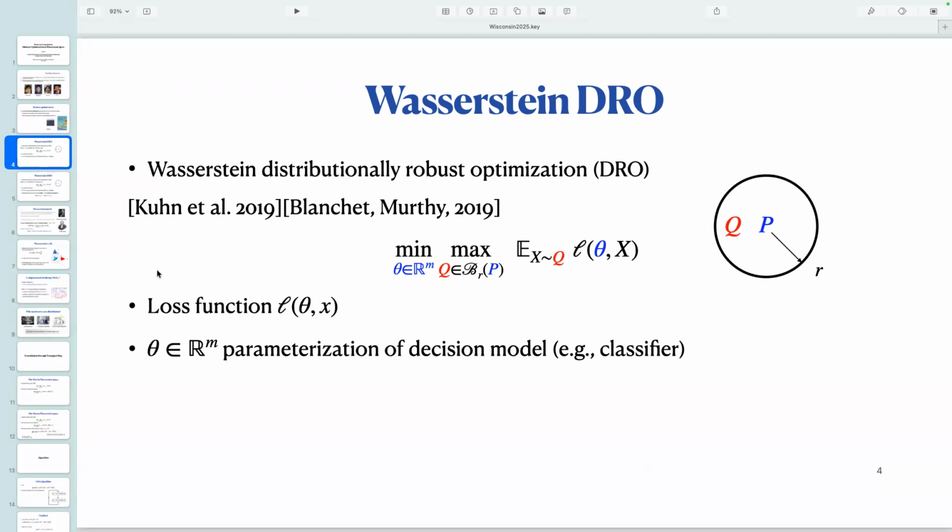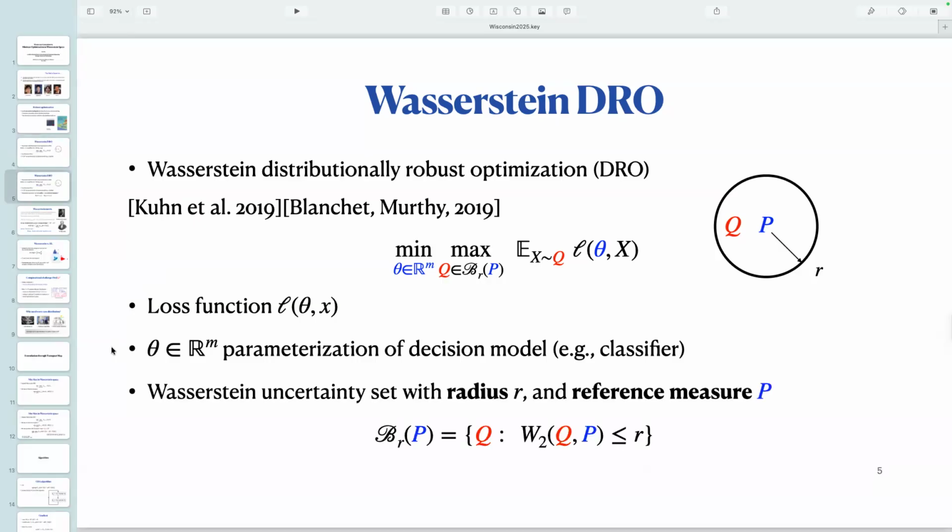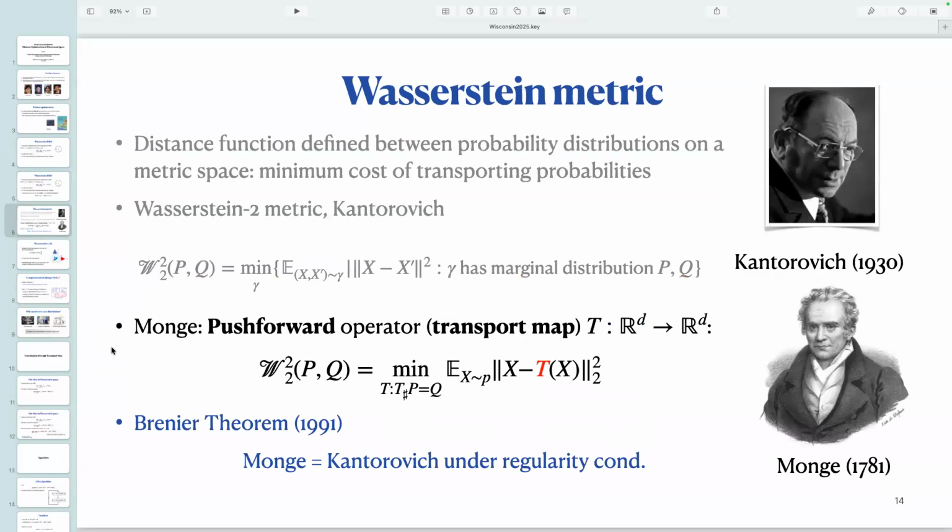And the objective function is going to be expected loss. And this loss involves this little l, that's our loss function. For example, in a classification problem, this is going to be the classification loss, right? And then theta is our decision, and x is our data. And then you consider expected loss with x following some distribution Q. This Q is somewhere near my P. Okay, so this is the DRO formulation. And so, right, this is the Wasserstein uncertainty set with radius r, some reference measure P, which is the information coming from data.